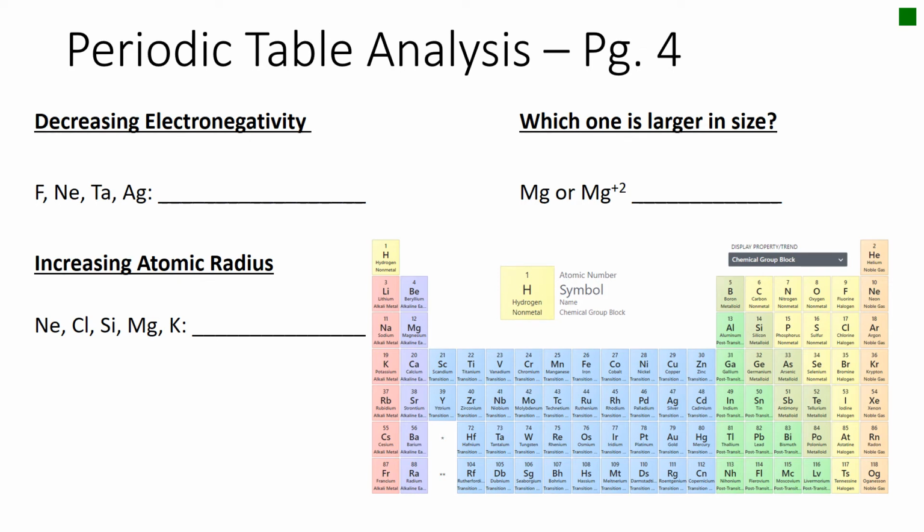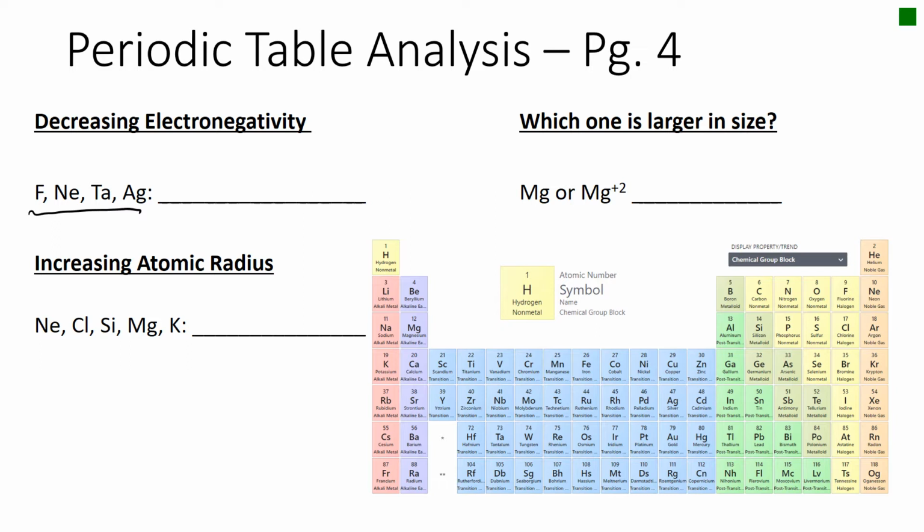So this video is going to be going over the periodic table analysis on page 4. Okay, so we're just going to do some application problems right away. First, we're going to have to put these in order of decreasing electronegativity.